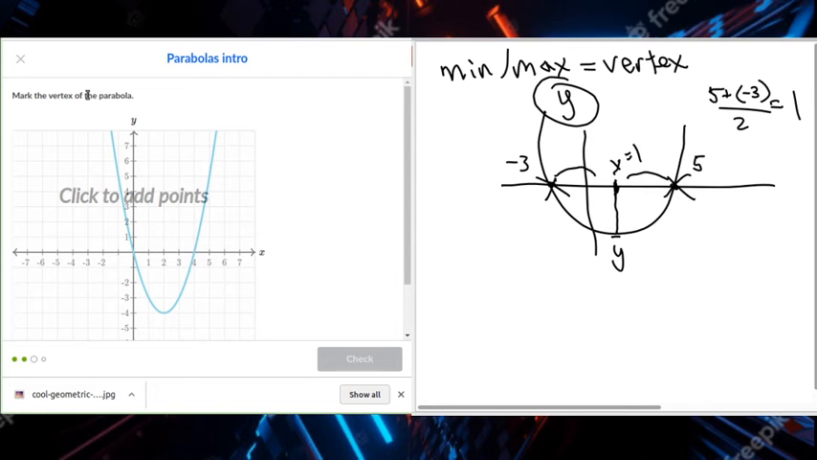Mark the vertex of the parabola. So what do we say? The vertex of the parabola is either the highest point or the lowest point, and it's halfway between these x-intercepts. So we have x-intercepts at 4 and 0. That means our vertex has to be at 2, and that means it's right there. So that is the lowest point. You can see it's the lowest point, but we can also check to see that the vertex is actually halfway in between.